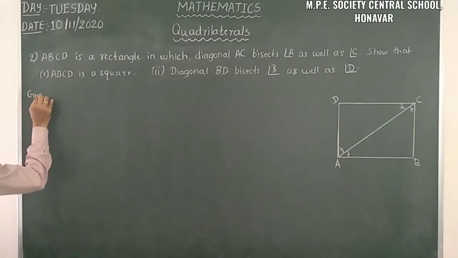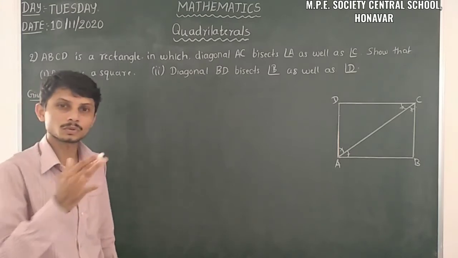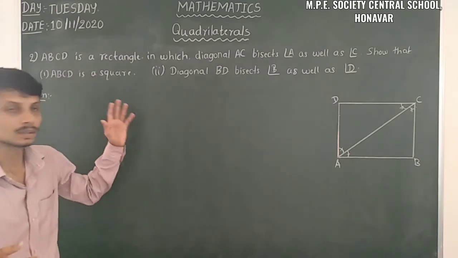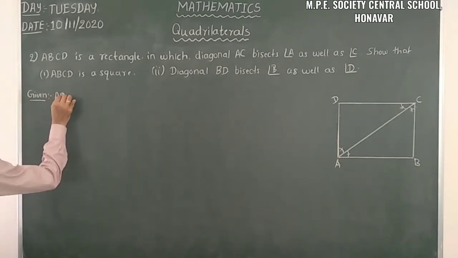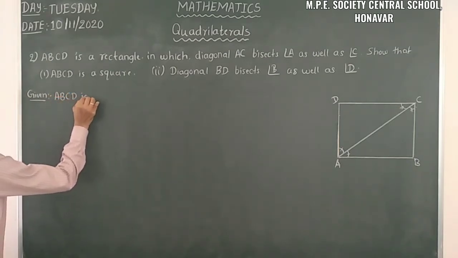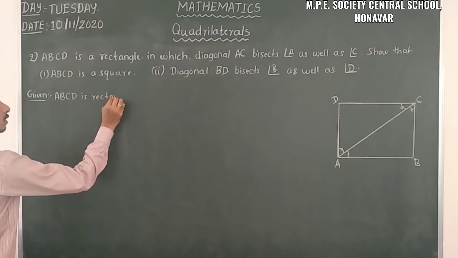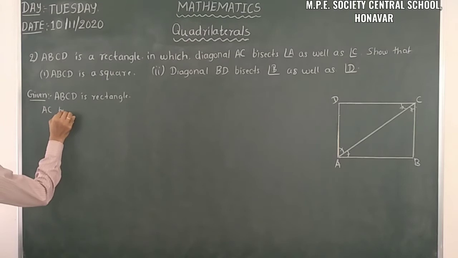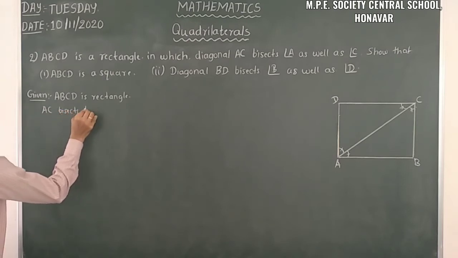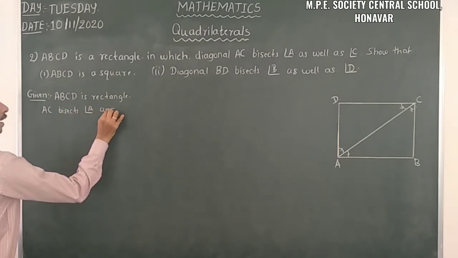Given. When we write the given terms, what we have to prove is quite related, so that's why it is better to write given. ABCD is a rectangle, and AC bisects angle A and angle C.